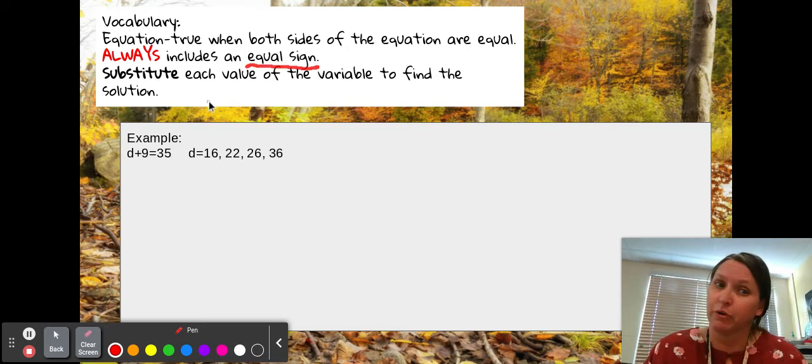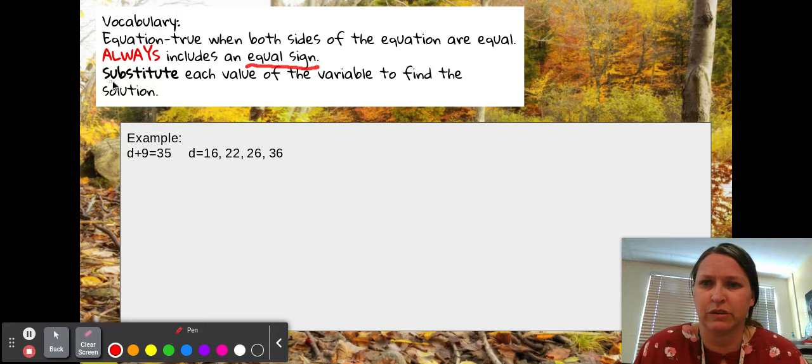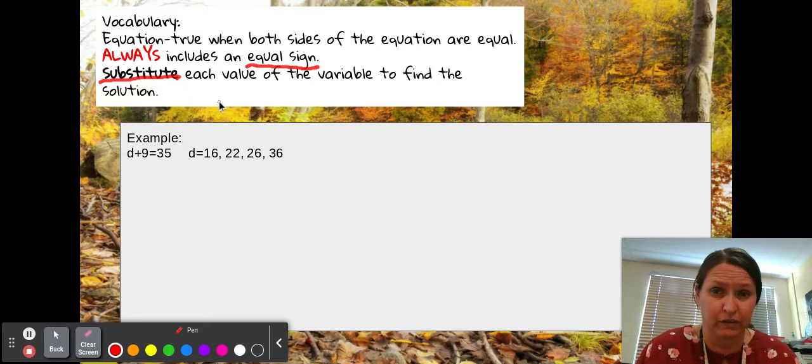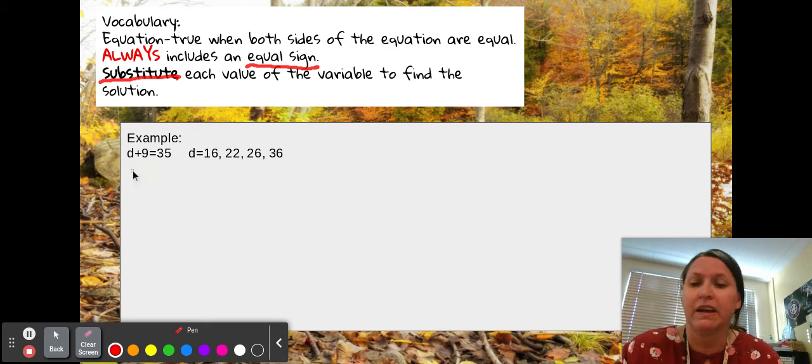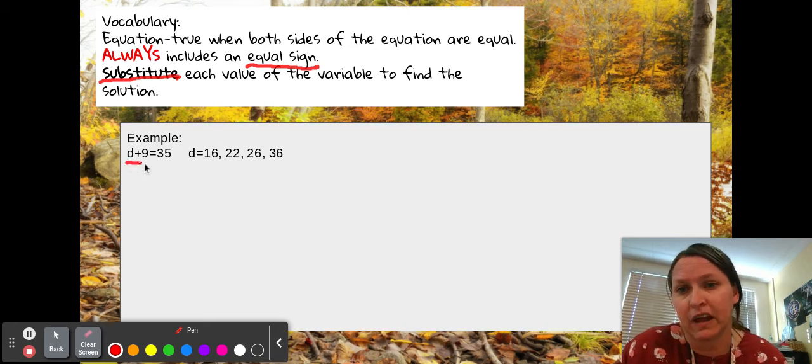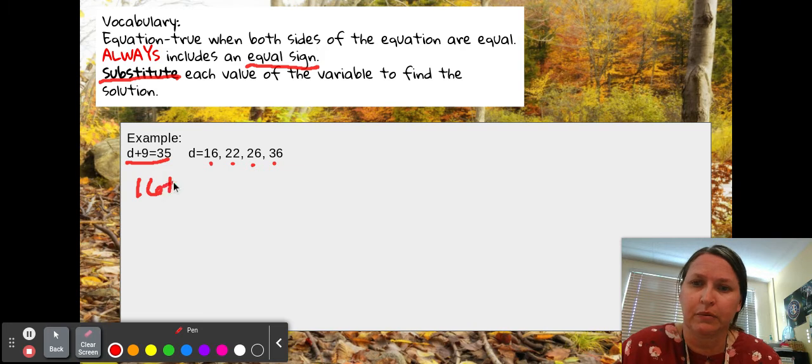And to figure out if both sides are equal, what you need to do is substitute each value of the variable to find the solution. So in my example right here, I have d plus 9 equals 35. So I need to substitute 16, 22, 26, and 36 in for d. So I'm going to do 16 plus 9, which is 25. So that doesn't work.